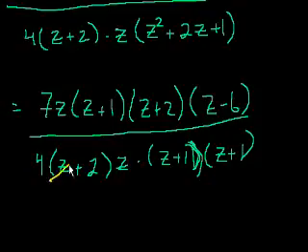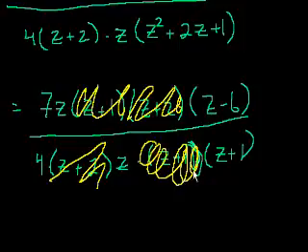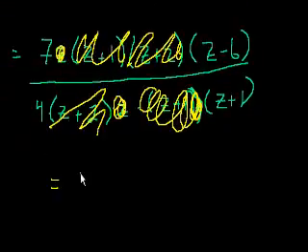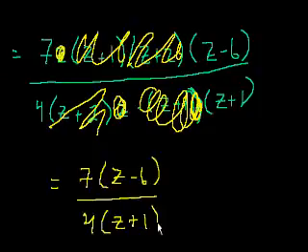Let's see, this z plus 2 cancels out with this z plus 2. This z plus 1 cancels out with one of these z plus 1s. I'll do the one that's written messier. And this z cancels out with this z. And what are we left with? Everything simplified to 7 times z minus 6 over 4 times z plus 1.